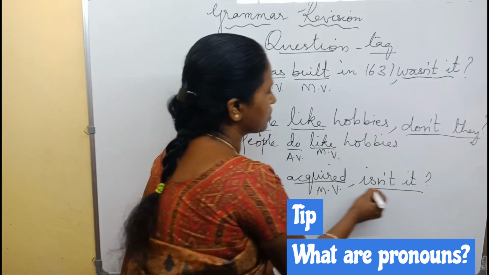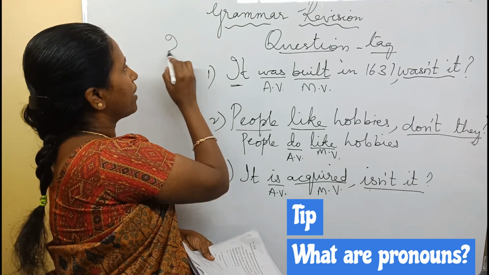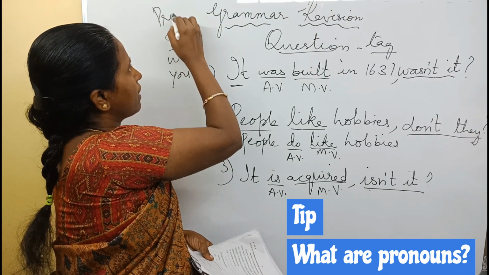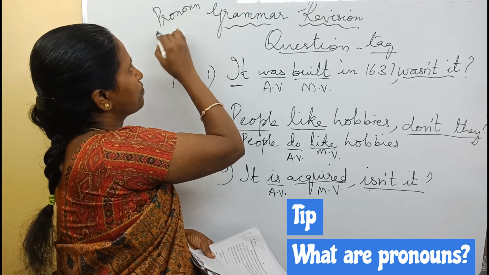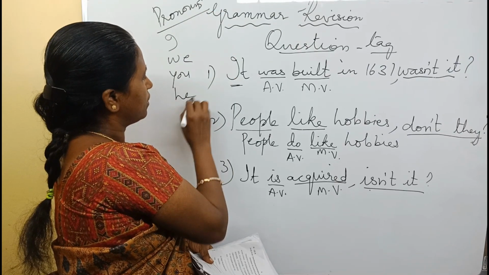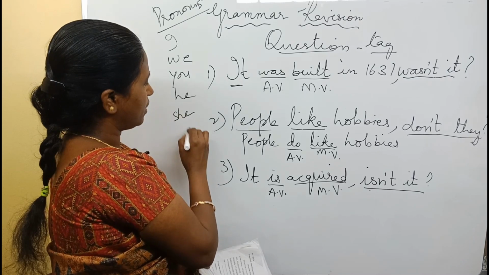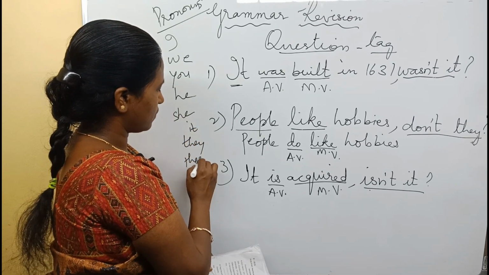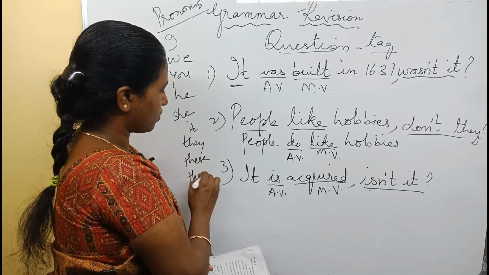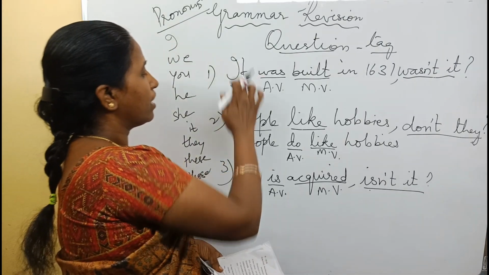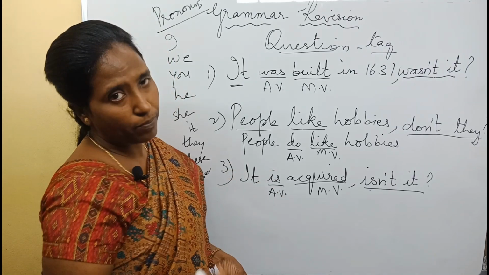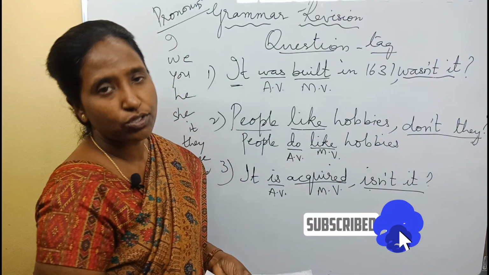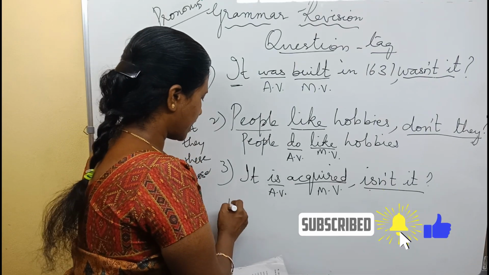What are pronouns? Pronouns are I, we, you, he, she, it, they, these, those. These are all pronouns. If these are there at the beginning of the sentence, then no problem for you. If there is no pronoun, then you have to change it into a pronoun. Okay, and then we go.